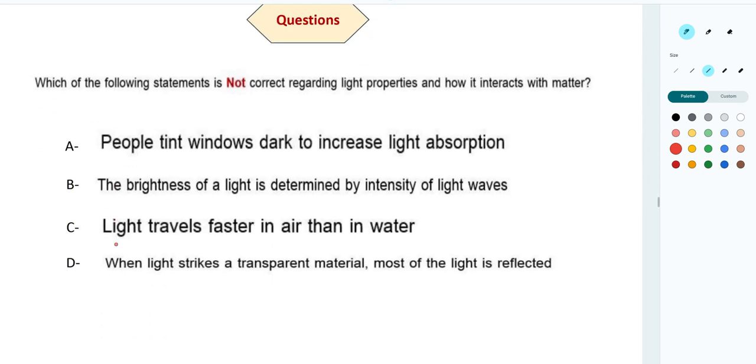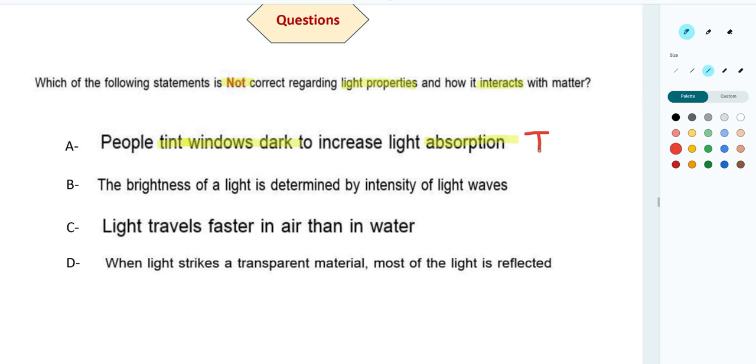So question, which of the following statements is not correct regarding light properties and how they interact? So we're looking at the properties and how they interact. So here we see tint. Tint means that it's translucent to increase light absorption. So if it is translucent, it is going to increase light absorption, so we know that this one is true. So I'm just going to write T there.